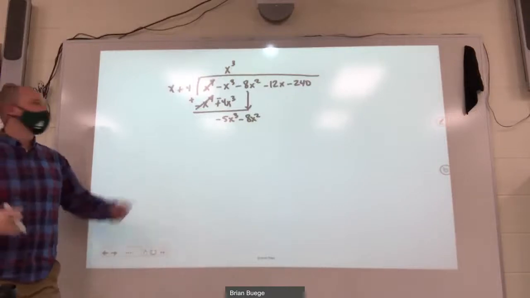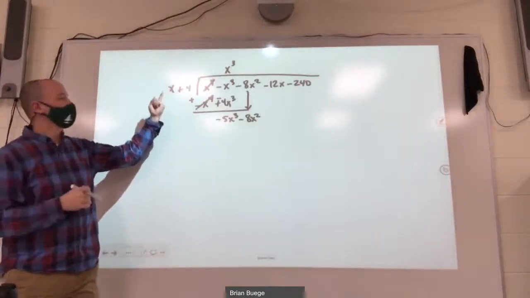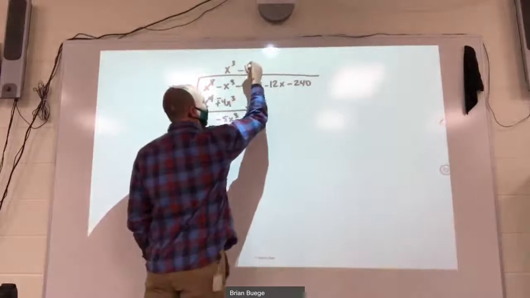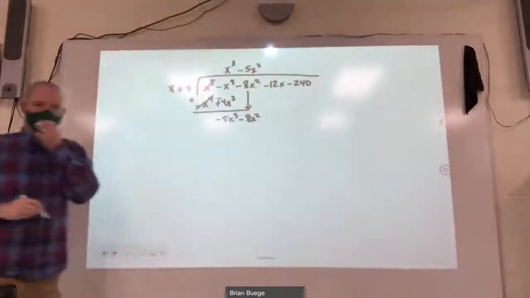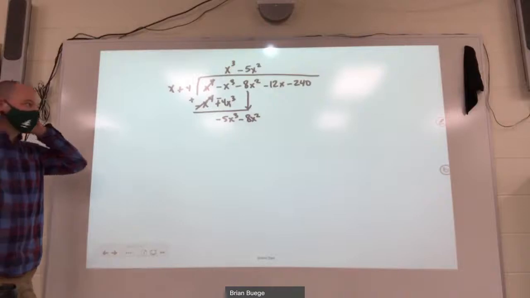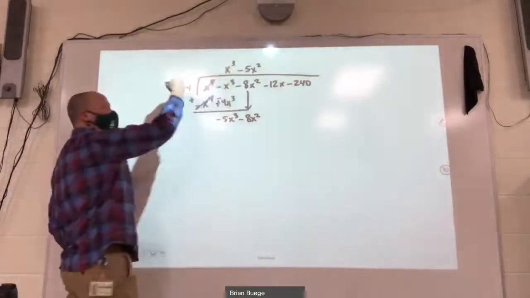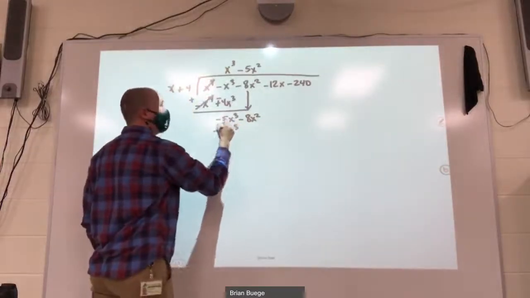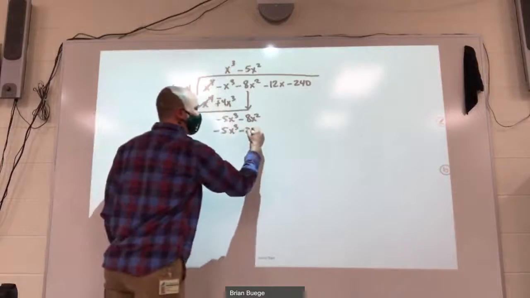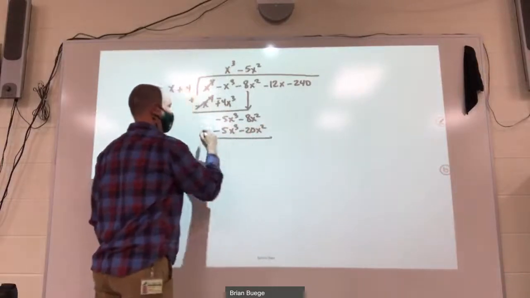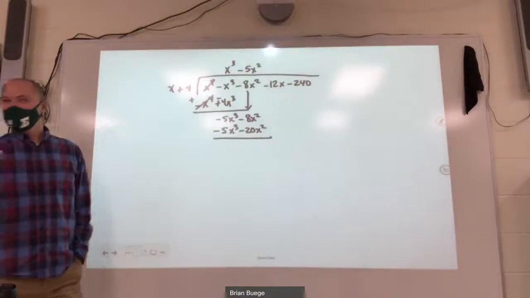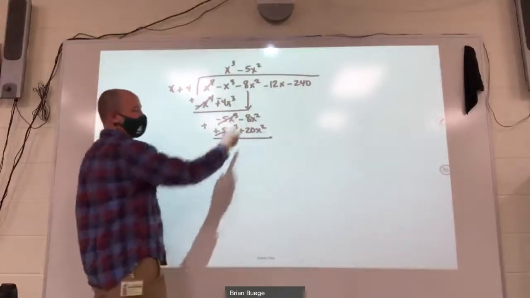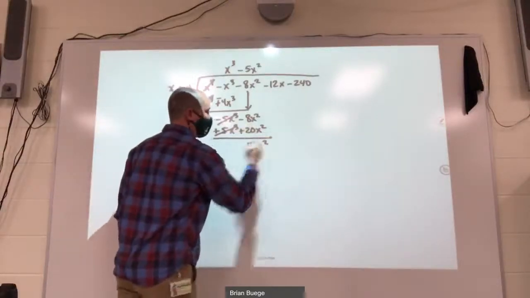Once you bring something down, now we go right back to the x plus 4 again and say, all right, what do I multiply by to get that? So in this case, I need a negative 5 and I need 2 more x's. So it's a negative 5x squared. We again distribute through the x plus 4. That gives me a negative 5x cubed, times 4 gives me a negative 20x squared. And once again, add the opposite. The x cubes cancel. The x squareds, I end up with a positive 12x squared.